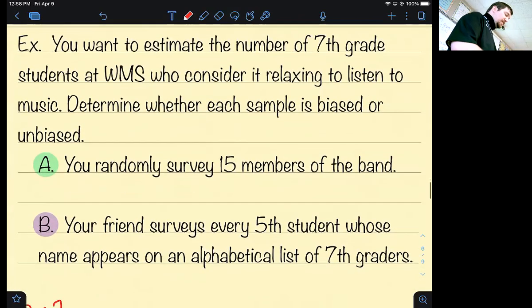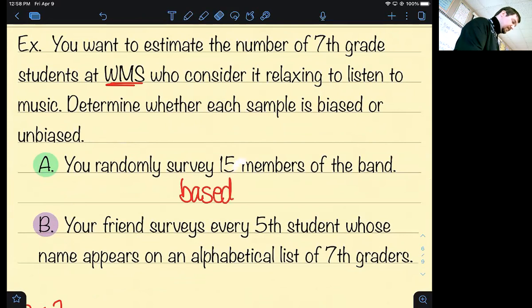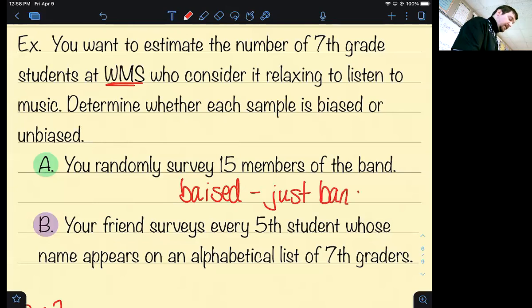Okay, you want to estimate the number of 7th grade students at Western Middle School, there's our population, who consider it relaxing to listen to music. So you randomly survey 15 members of the band. Biased. No, that's biased. Again, you're favoring one group over another. You can't only ask just the band, which if we're being honest, they probably like listening to music, or at least playing it.